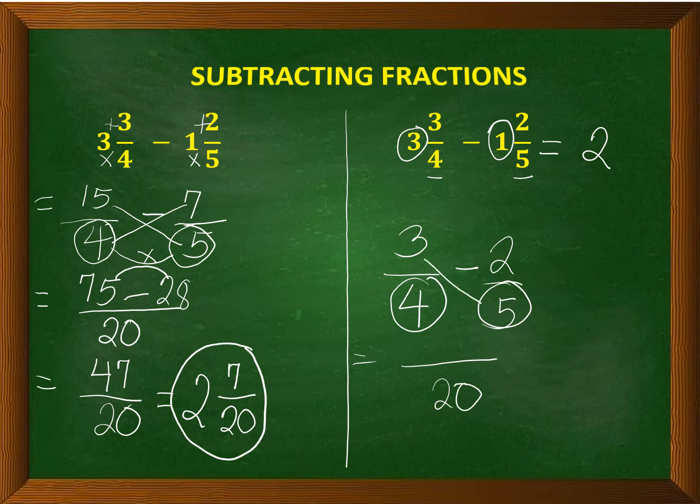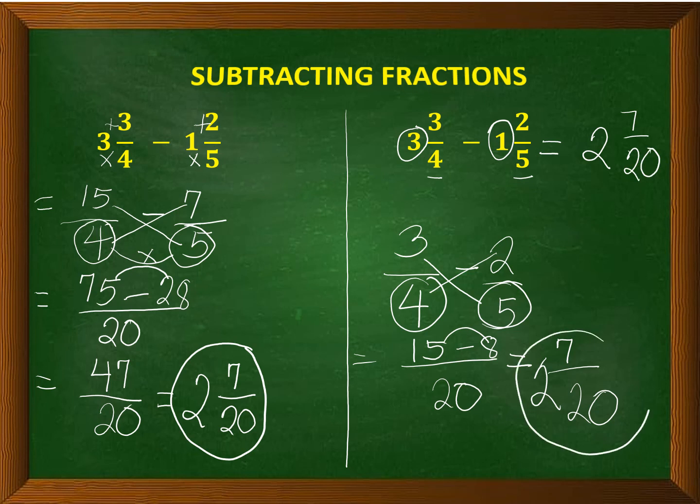Then cross multiply. 3 times 5 is 15. 2 times 4 is 8. And 15 minus 8 is 7 over 20. Okay, so let's just copy the whole number here, which is the 2, or you copy the fraction here. So our final answer is 2 and 7/20. And as you can see, we got the same answer. So whichever way you do it, you should get the same answer. It's up to you, which is easier?